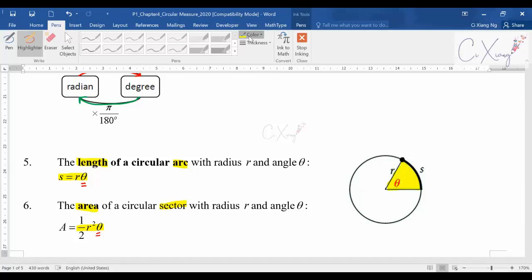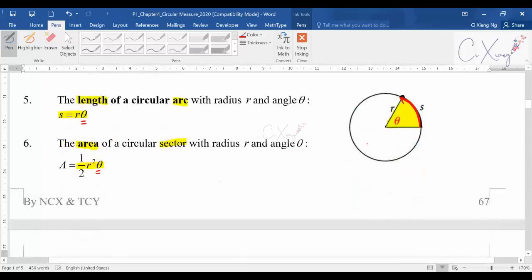Okay, and then when they are talking about the length of arc, it means this one. So the length of arc is actually this length. So the formula will be R theta. So these are the two important formulas that you need to know, to find out the length of arc and also the area.